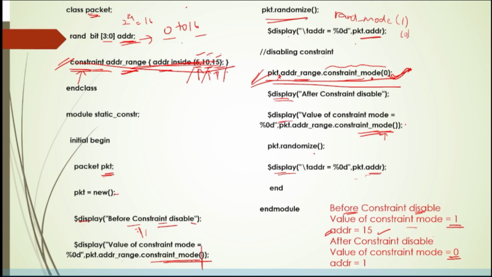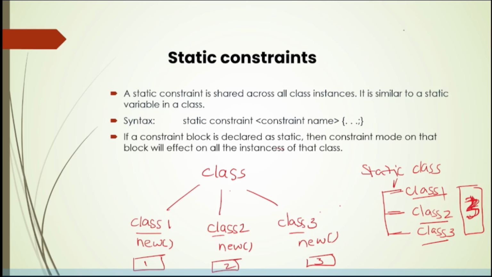Based on the rand mode being either 1 or 0, the randomization is either activated or deactivated. So this is about the disabling of constraint. And then the next important thing is static constraints.